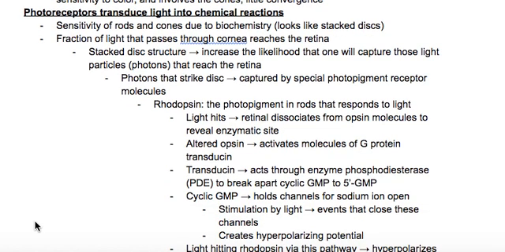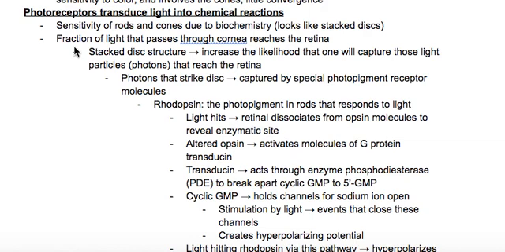The next section is how photoreceptors transduce light into chemical reactions. The sensitivity of rods and cones is due to their biochemistry. They look like stacked discs. There's only a fraction of light that passes through the cornea that reaches the retina. The stacked disc structure increases the likelihood that one will capture those light particles that reach the retina. When the photons strike the disc, they're captured by special photopigment receptor molecules. One of these is rhodopsin.